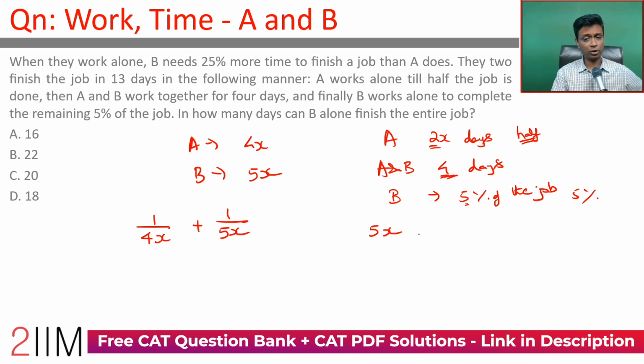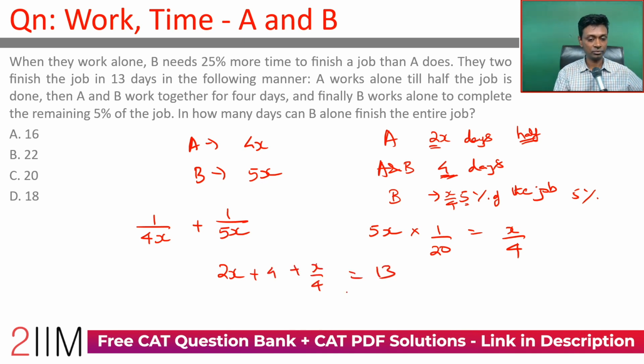To complete 5% of the job, B will take 5x into 5%, 5x into 1 by 20, which is x by 4. So B works for x by 4 days, A works for 2x days, and then A and B together work for 4 days. And so 2x days plus 4 days plus x by 4 days is 13. 2x plus x by 4 is 9, or this is 8 plus 4 plus 1. Fine. So x is 4, that much we have got. So A should take 16 days, B should take 20 days.